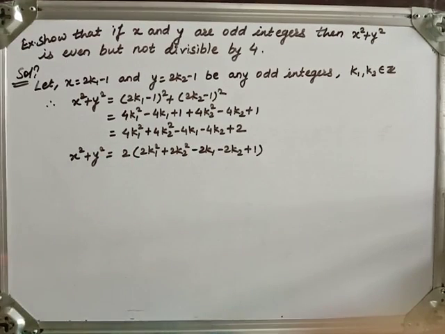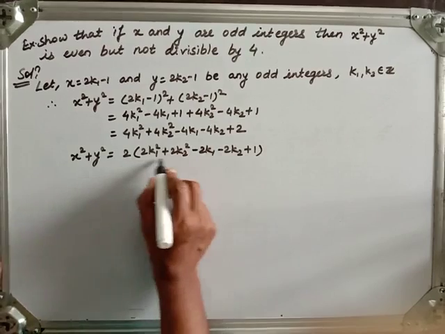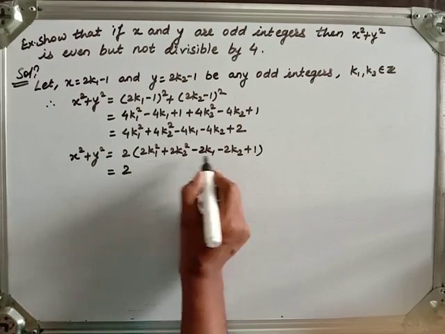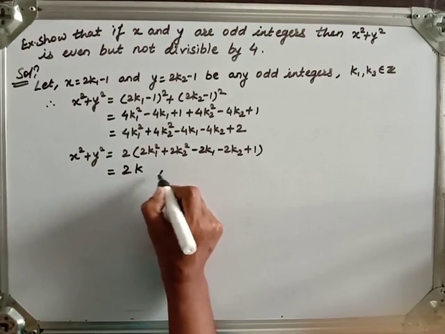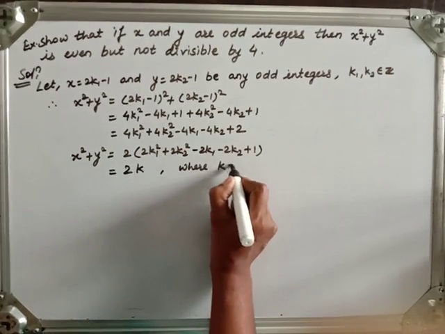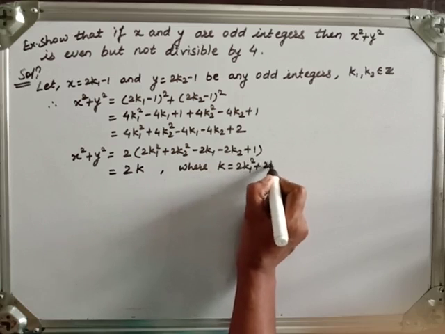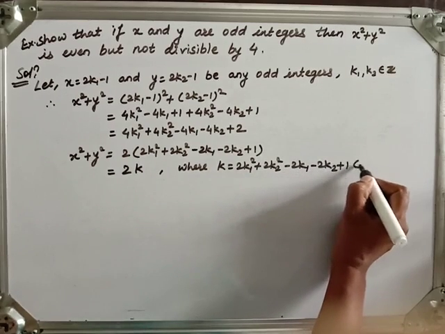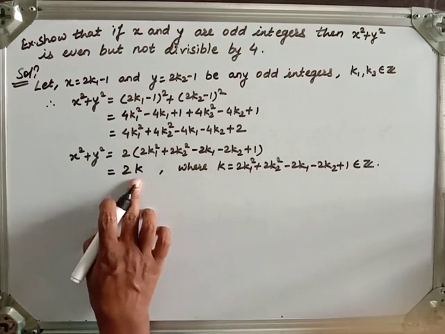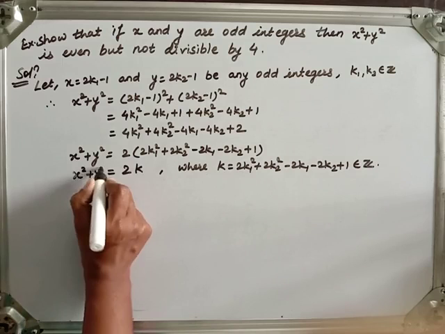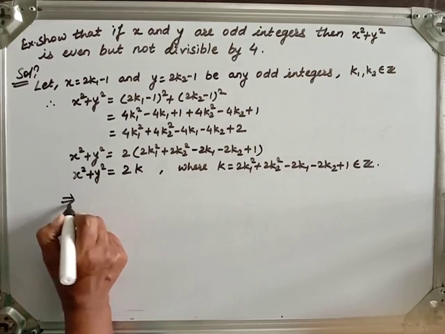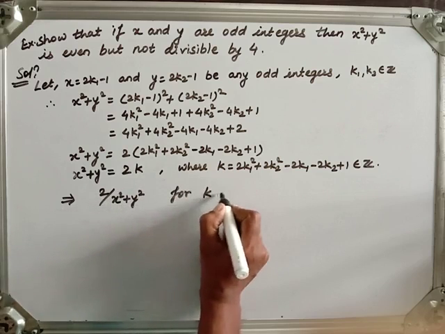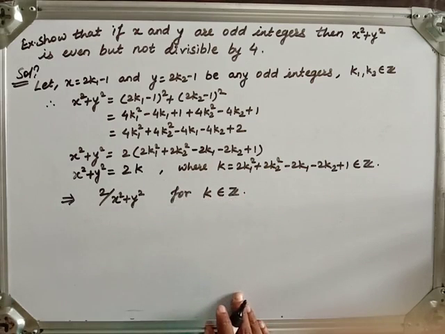We can take 2 common from there. Now K1 and K2 are integers, so this whole part belongs to Z. Let it be K, where K is equal to 2k1 square plus 2k2 square minus 2k1 minus 2k2 plus 1, and it belongs to Z. So we get X square plus Y square is equal to 2 times K. So this says 2 divides X square plus Y square, for some K belonging to Z.